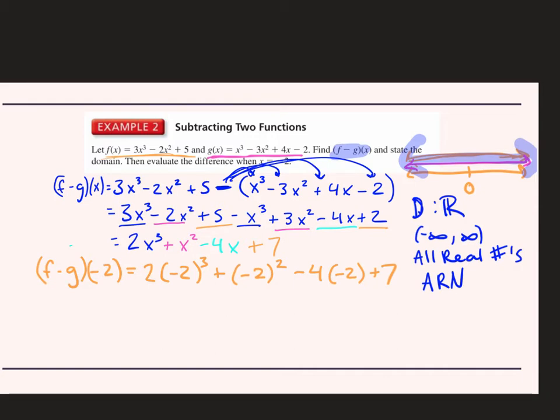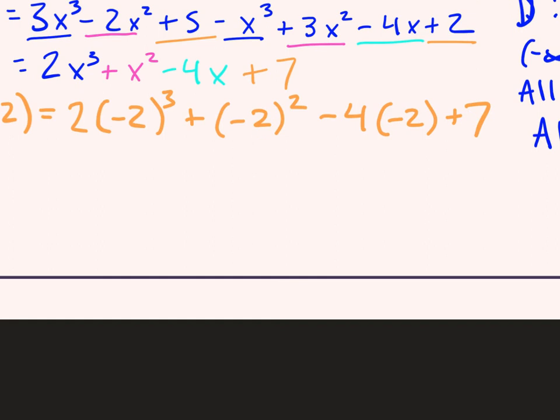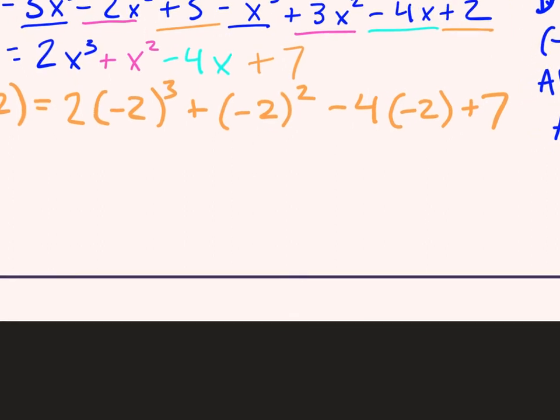So let's take this one step at a time. What is negative 2 cubed? Negative 8. So negative 2 times negative 2 times negative 2 is negative 8. What's negative 8 times 2? Negative 16. Next, we have negative 2 squared. What's negative 2 times negative 2? 4. And then we have negative 4 times negative 2. Positive 8. And then plus 7.